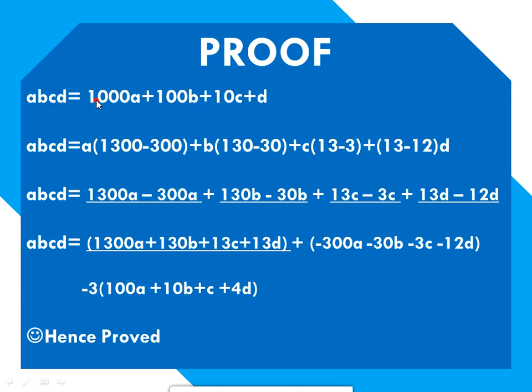For ABCD the expanded form is 1000A plus 100B plus 10C plus D. But if I remove the units digit, all of them are going to shift one place to the right. So the tens place becomes the ones place, the hundreds becomes the tens, and the thousands becomes the hundreds. So I have removed the units digit and written the expanded form 100A plus 10B plus C plus 4D. I have multiplied the units digit by 4, so hence proved.